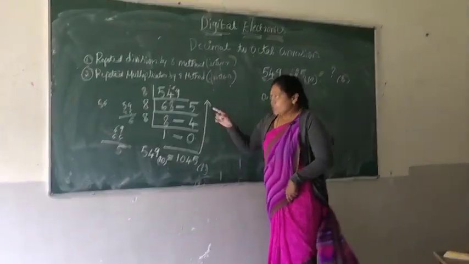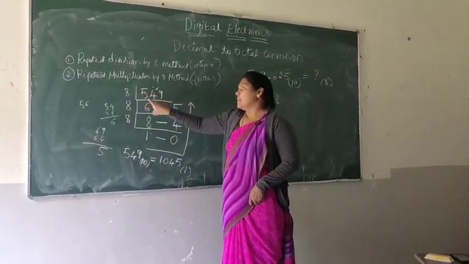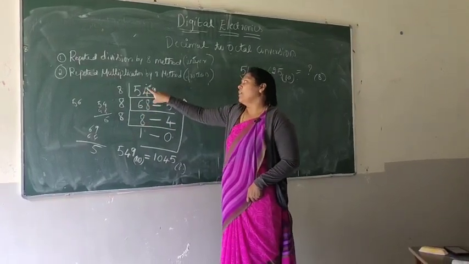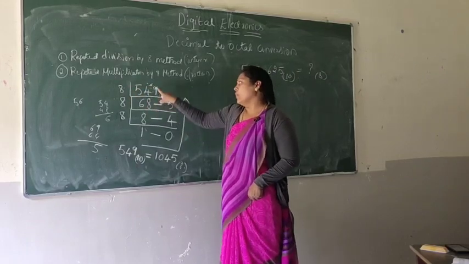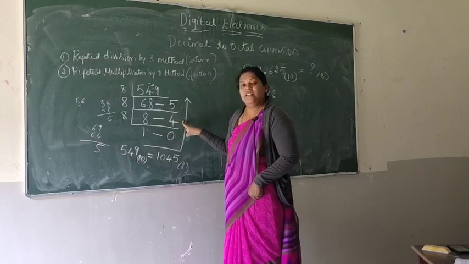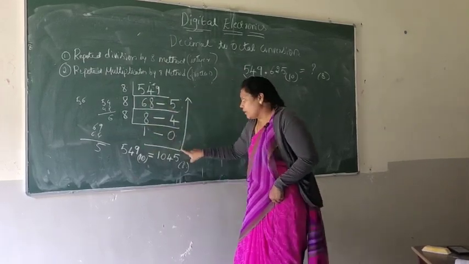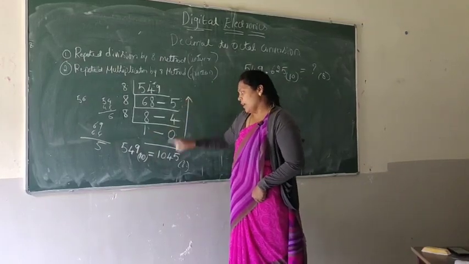I'll just repeat here. 549 is divided by 8. 8 6s are 48, so the extra remainder you will get is 6. So 69 will become, 8 8s are 64. Remainder is 5. Again you divide, 8 8s are 64. Remainder is 4. 8 1s are 8. Remainder is 0. When you are taking, you have to take from bottom to top. That is 1045. I have written it here.